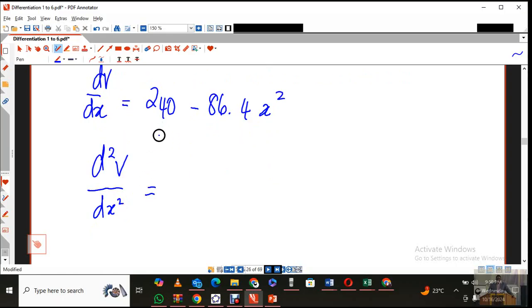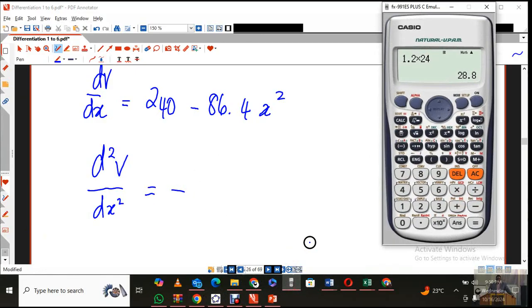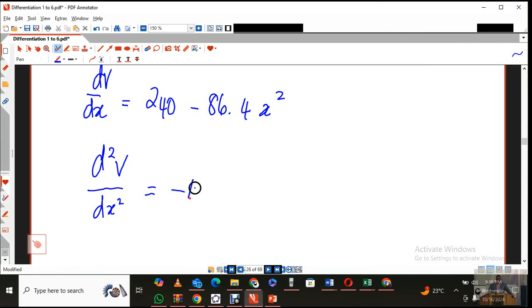Well, the derivative of 240 is 0. 2 times that is going to give you negative. Now you can go ahead and punch that in the calculator. What is 86.4 times 2? That gives you 172.8. So negative 172.8x, the power reduced by 1.